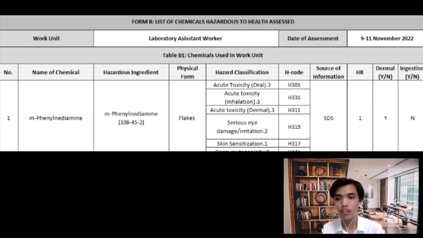So for the H code, we have H301, H331, H311, H319, H317, and H341. For the phenylenediamine, the source of information comes from the SDS. Meanwhile, the HR hazard rating is 1. For dermal is yes, and for injection is no.